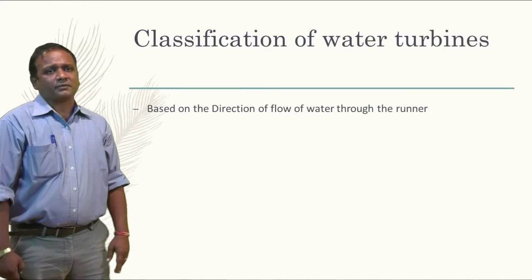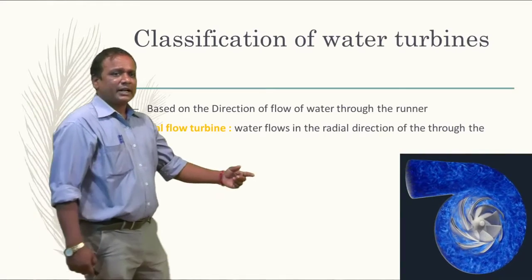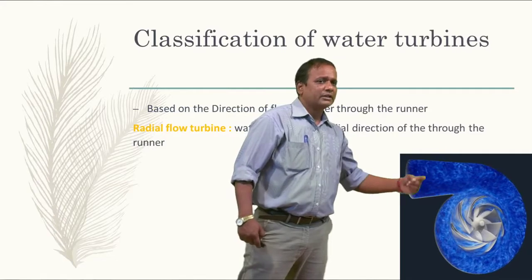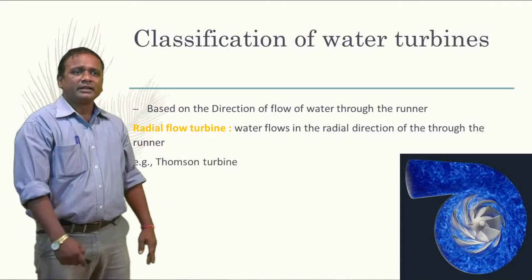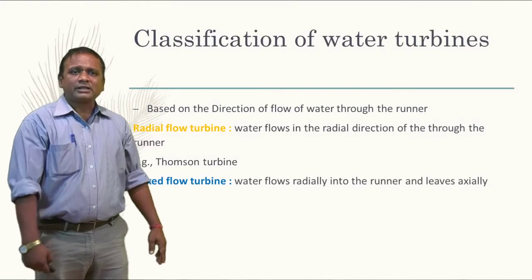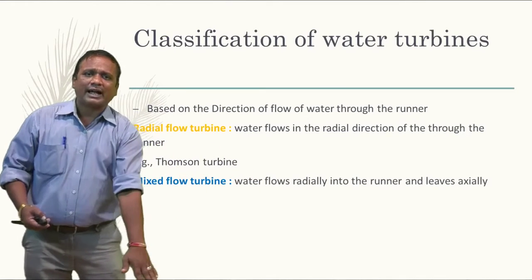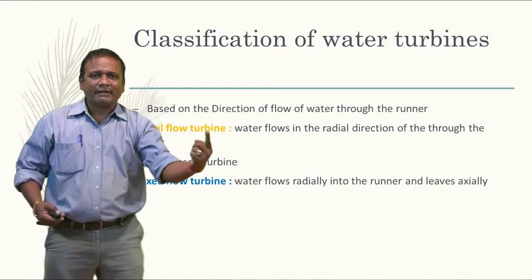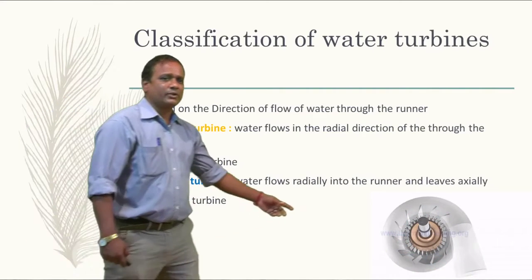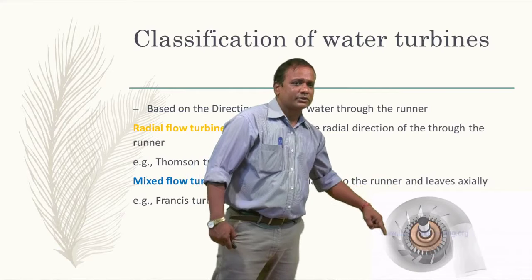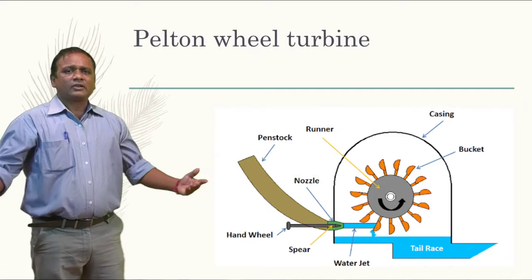Another one is based on the direction of the flow of water through the runner. One is radial. Again, as you can see here, the water flows radially through the runner. If that happens, that is a radial flow turbine, where an example is the Thomson turbine. Another is mixed flow, where the water enters radially and leaves axially, as you could see here. The example is the Francis turbine. The water enters radially and flows out axially downwards. So these are all the classifications.